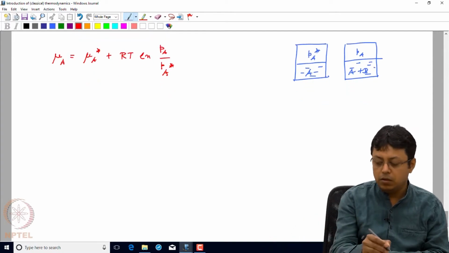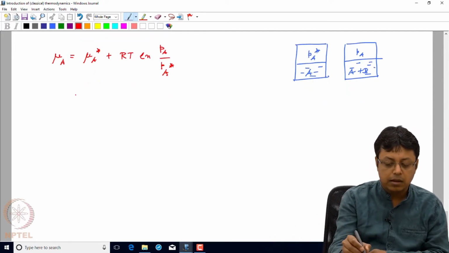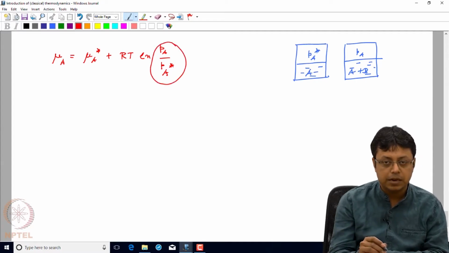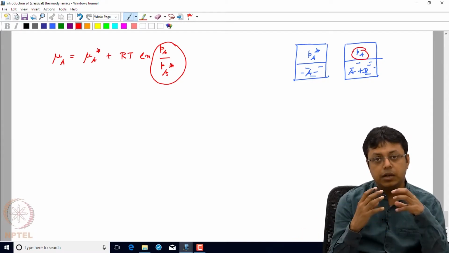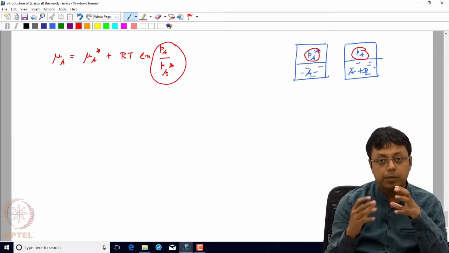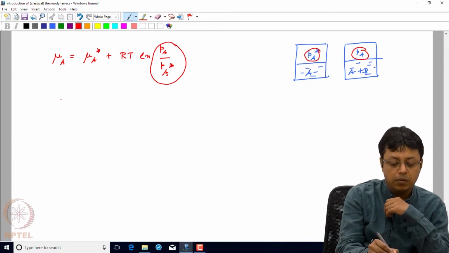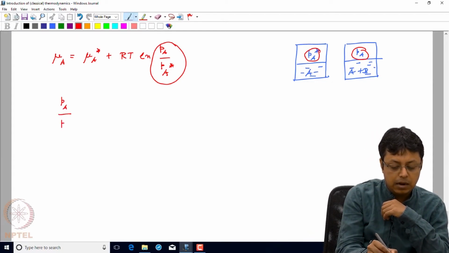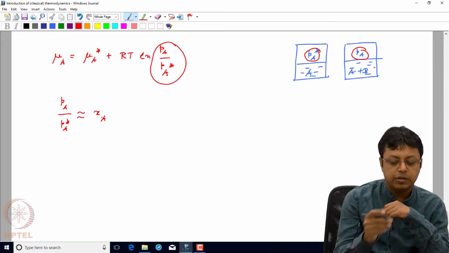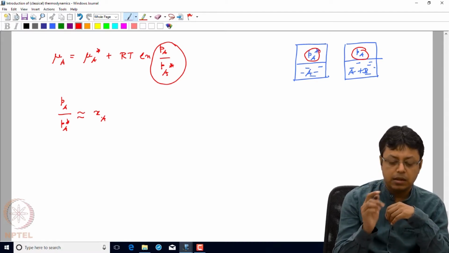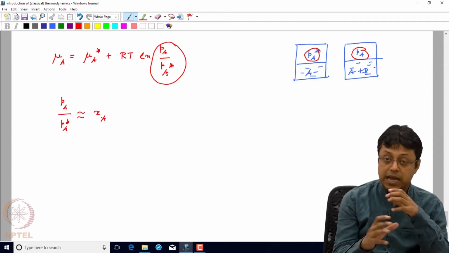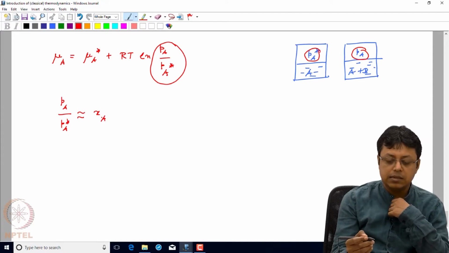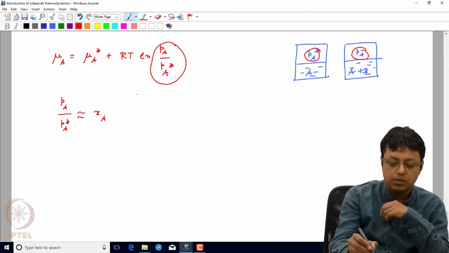Now if we proceed with this, we have to establish a relationship for this Pa by Pa star. Pa is the vapor pressure of the solution, and Pa star is the vapor pressure of the pure solvent. The relationship between Pa and Pa star is that it is related to the mole fraction of A. This is not very correct, because if the mole fraction is 1, then Pa will be equal to Pa star, which is fine and which has to be. But in other cases, it's an approximation.